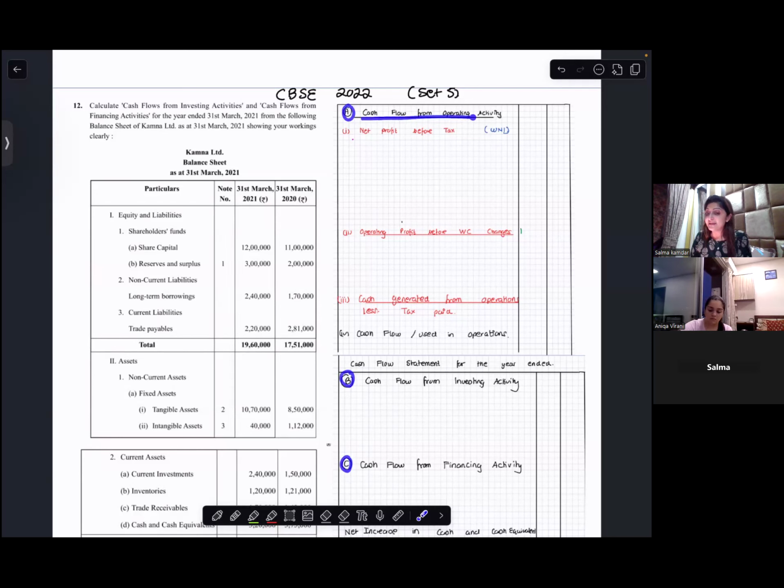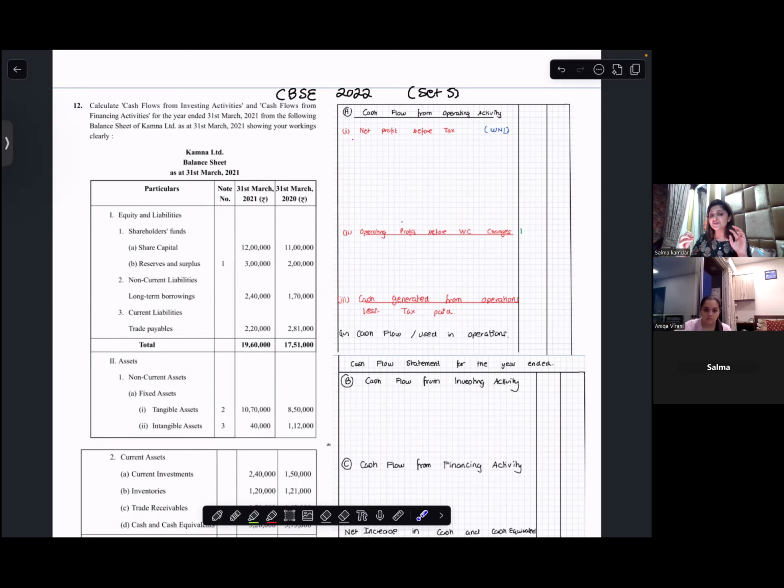Your section A would be cash flow from your operating activities. In that, you will write your 5 headings properly. Cash flow from operating activity: you start with net profit before tax, and the answer for this you will get from a working note. The second heading would be operating profit before working capital changes. Third, cash generated from operations. Fourth, tax paid. And fifth would be cash flow from operating activities.